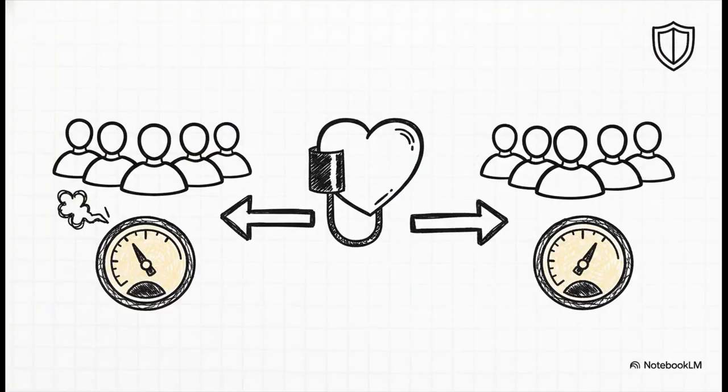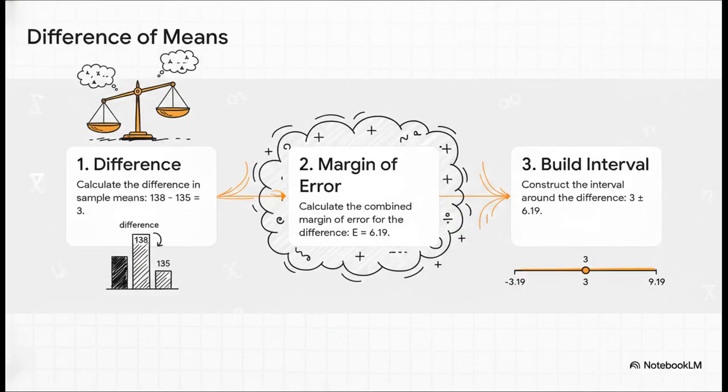So here's a classic business case, or in this case, a medical one. We want to know, is there a real, statistically significant difference in blood pressure between smokers and non-smokers? We've got our two groups, each with its own average and its own variability. The key question isn't about one group's average, it's about the difference between them. So our strategy is to build a confidence interval, but not for a single average. We're building it for the difference between the two averages.